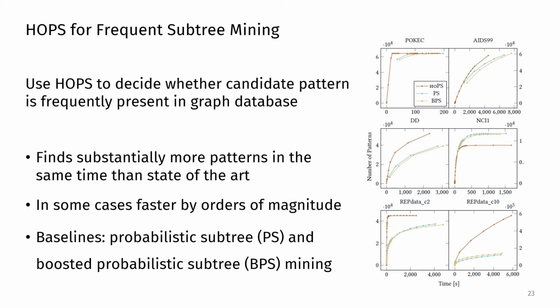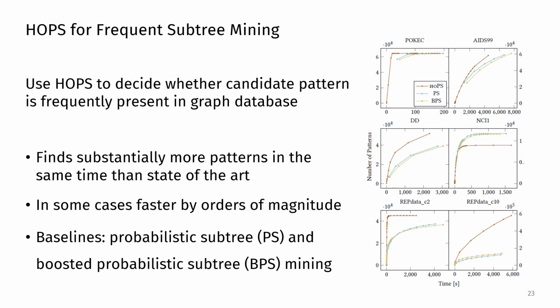If we find an embedding, then we know that there is one, and we can increase the frequency count for that pattern by 1. If we haven't found a single embedding in all the k iterations, then we assume that there is none, although we could be wrong here. This estimation with a one-sided error is known as probabilistic subtree mining.